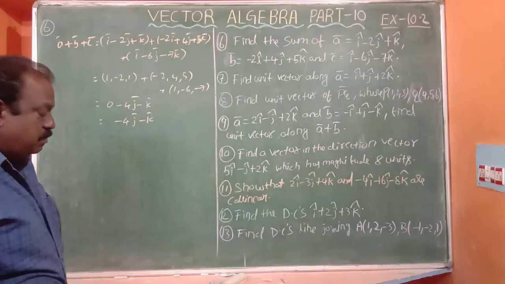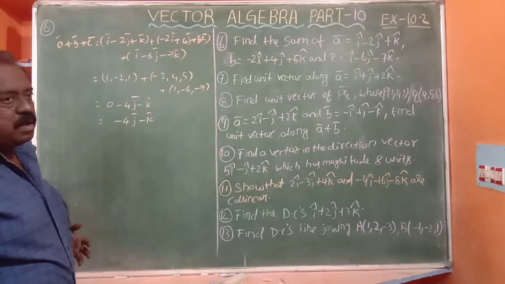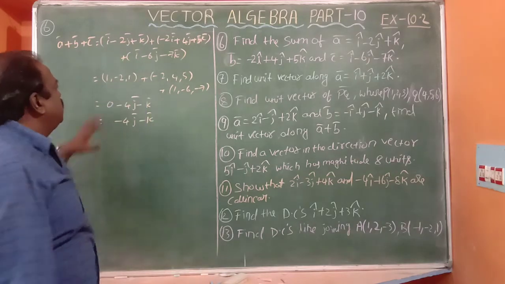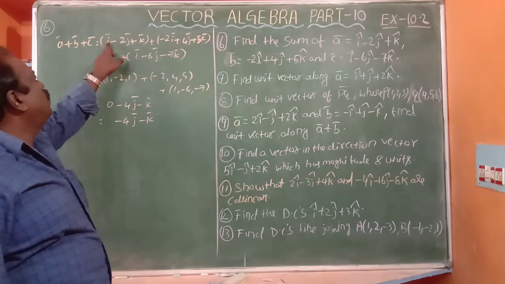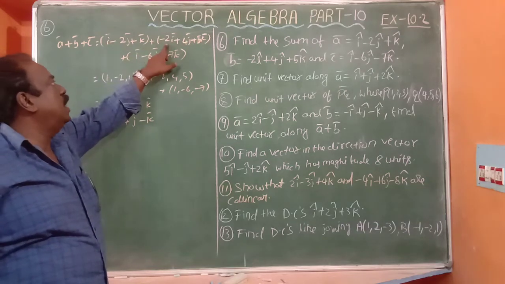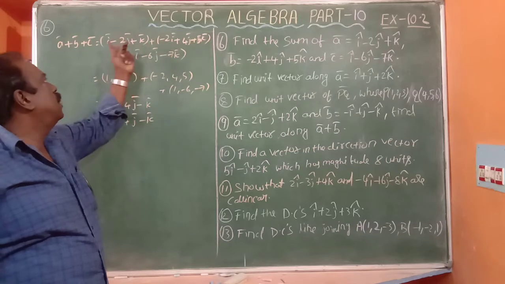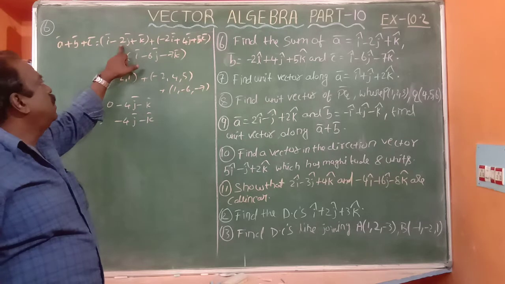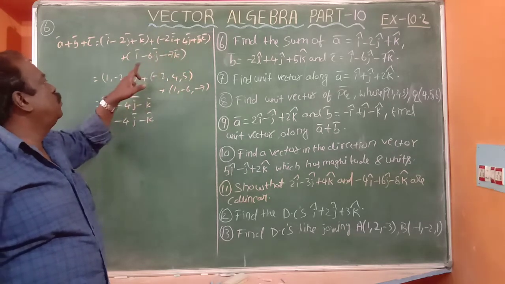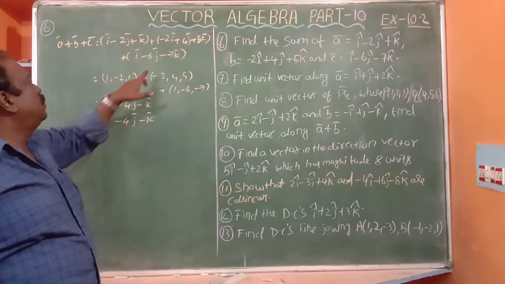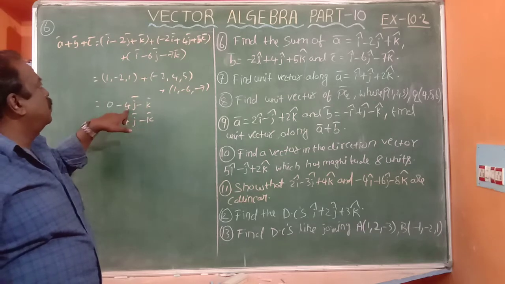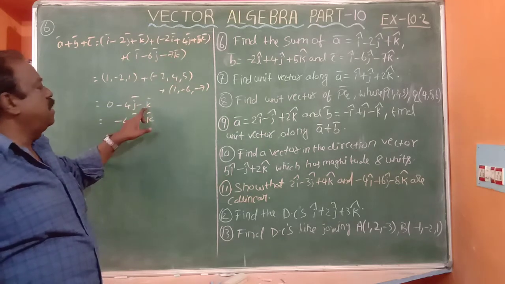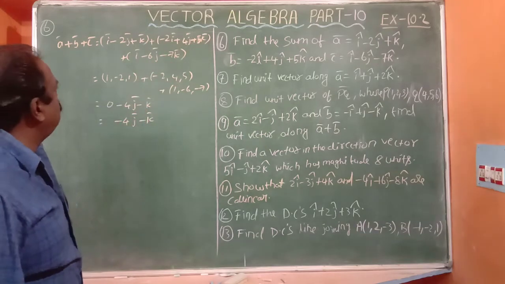This practice helps while we are solving the problems in the objective. Otherwise, if there is some confusion, you can directly do i minus 2i plus i cancels to 0. Minus 2j plus 4j plus 2j minus 6j is minus 4j. k plus 5k is 6k, minus 7k is minus k. Okay, like that. That is all.